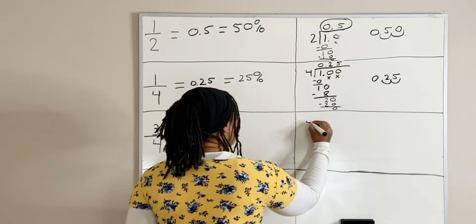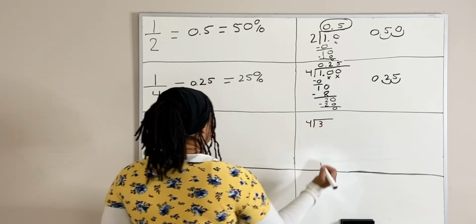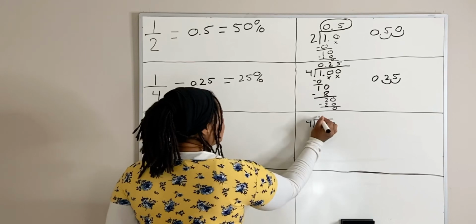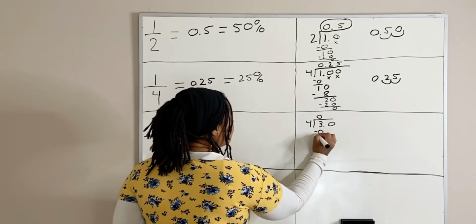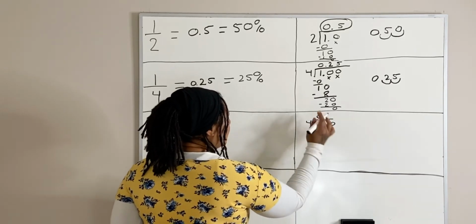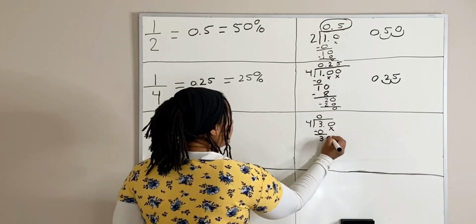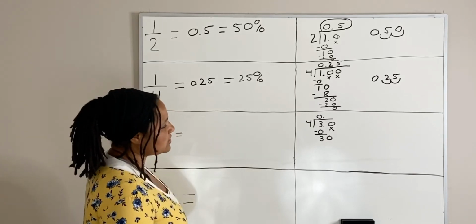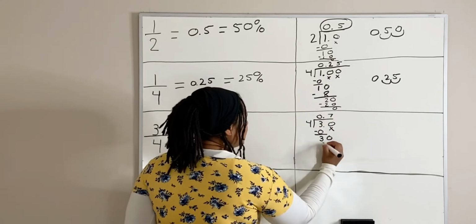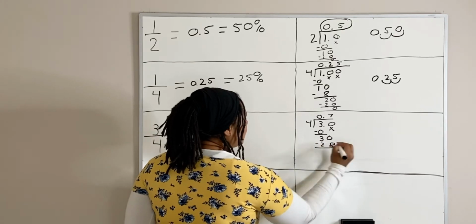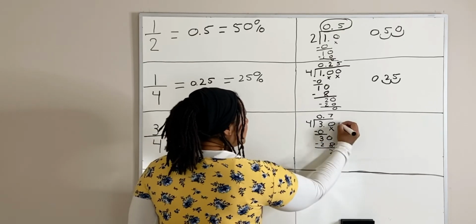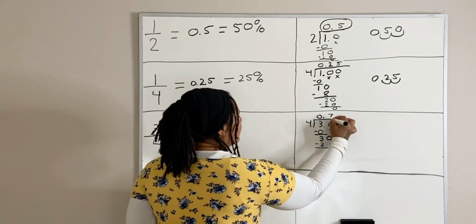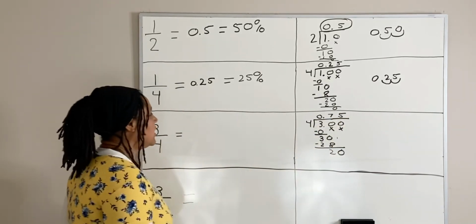I think you're getting the hang of it by now, right? Okay, so 4 goes into 3 0 times. 4 times 0 is 0. Bring down the 3. Subtract 3. Bring down the 0 here, and add your decimal. So 4 goes into 30 7 times because 4 times 7 is 28. We're going to subtract here, which is 2, and we need to add another 0. So 4 goes into 20 5 times. So our decimal equivalent is 0.75.